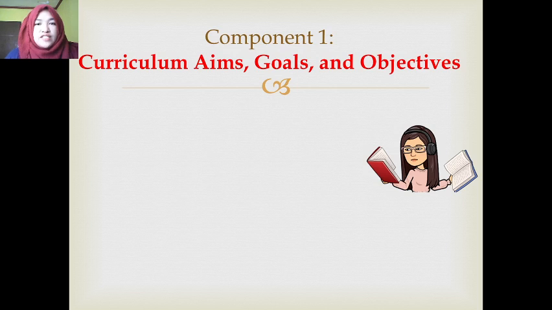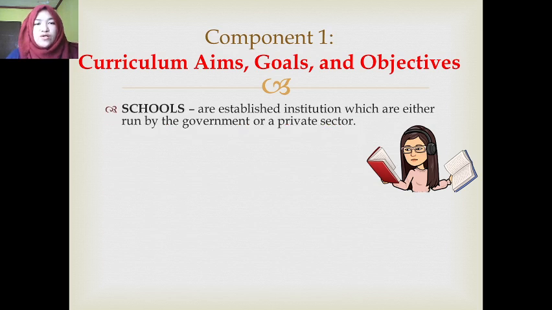So, let us first tackle component 1, the curriculum aims, goals, and objectives. So, as you all know, a formal curriculum is embedded in a formal institution called school. So, what are these schools, or what do you mean by school? So, schools are established institutions which are either run by the government or a private sector.